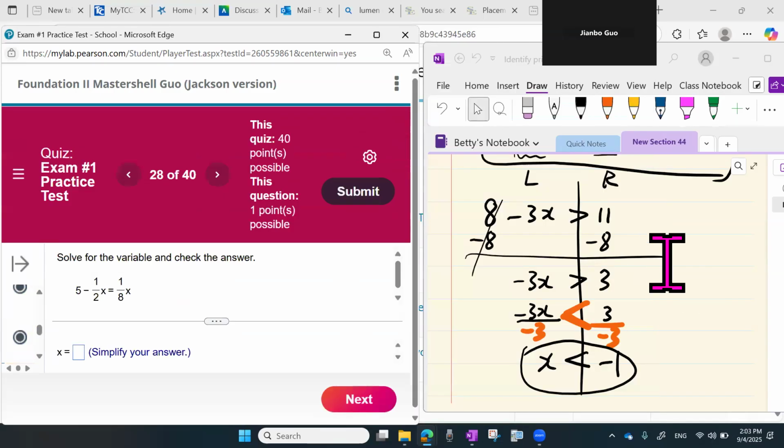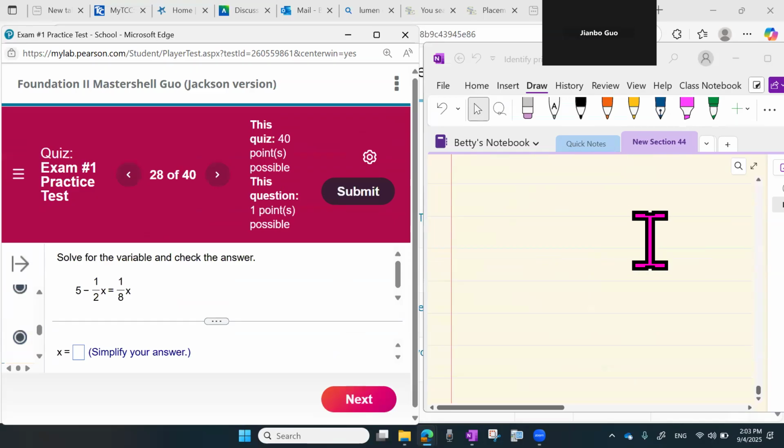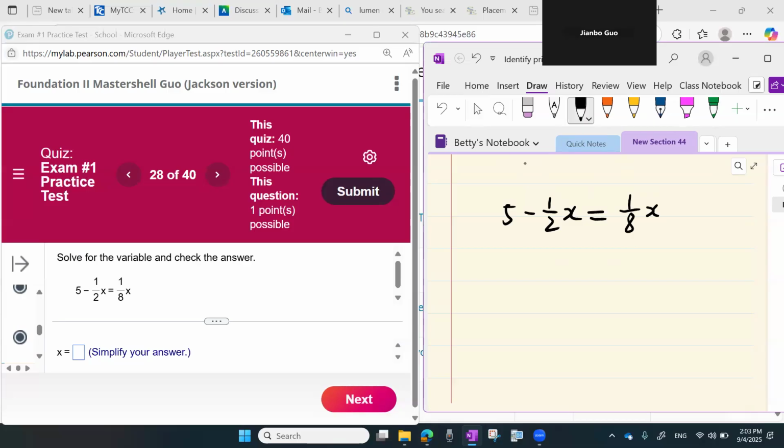Okay. Question number 28. Solving equation with the fractions. So we have 5 minus half x equals 1/8 times x. All right. You should see we have 3 terms in the equation. 2 of them are with x, 1 not x, right?